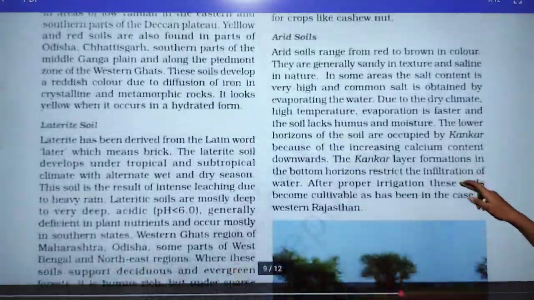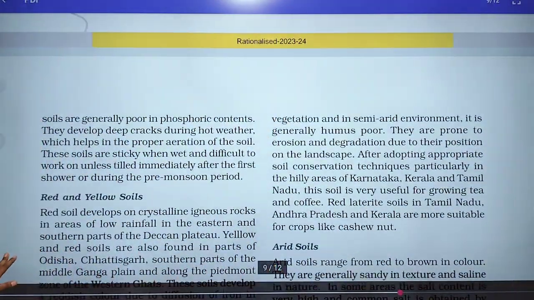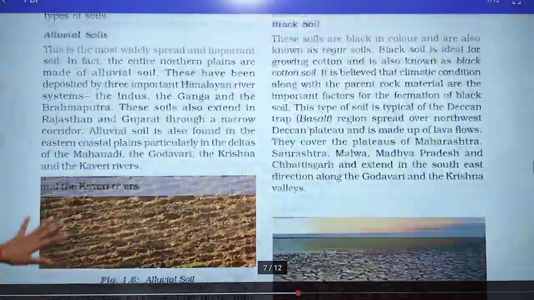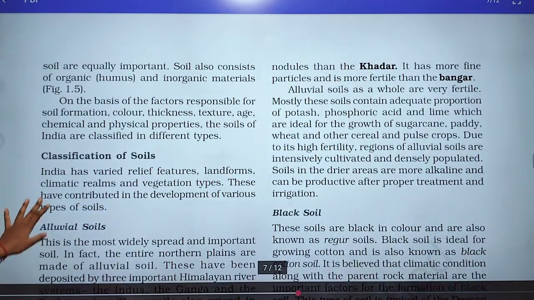Our next type of soil is red and yellow soil. In the next video we will discuss this soil. So I hope you understand about these two types of soil, the first one is alluvial soil and the second one is black soil.